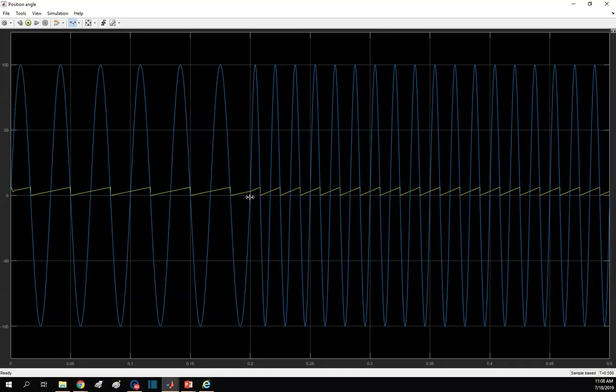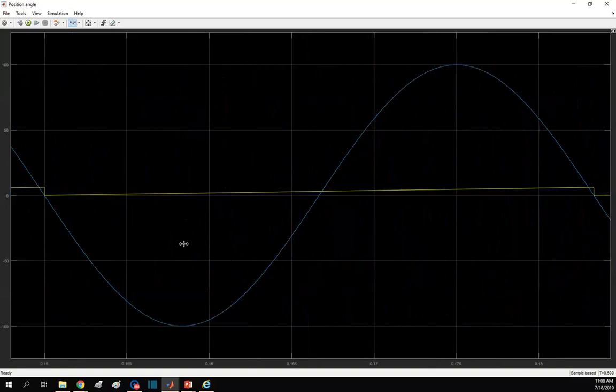So before 0.2 seconds, it can show exactly 30 Hertz. The position angle starts from 0 degrees to 2 pi here, which is exactly consistent with the tested signal cycle.